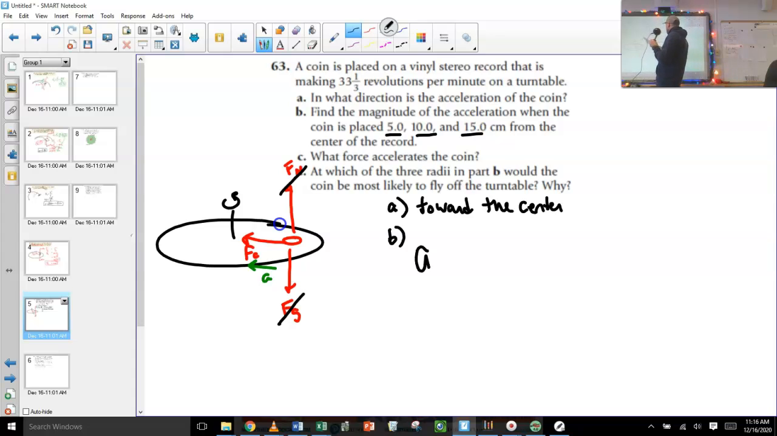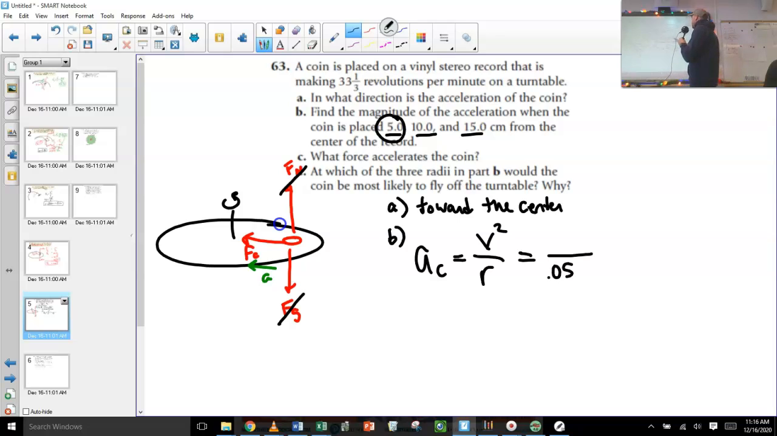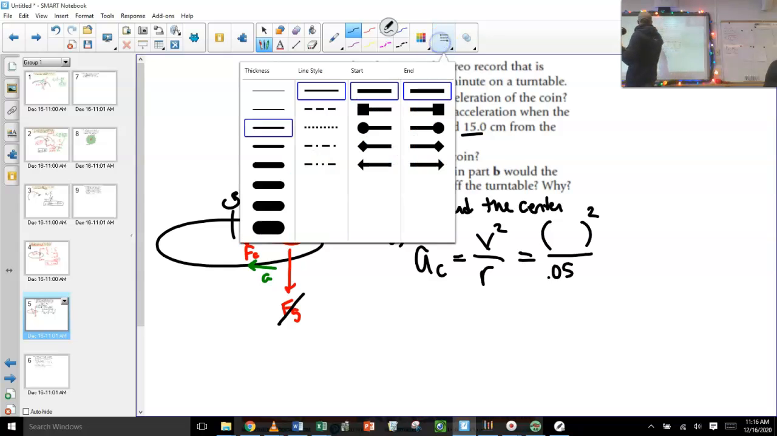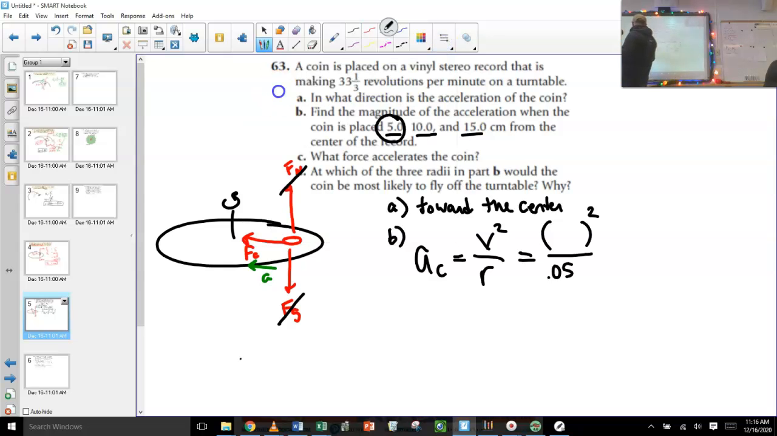Okay. So the acceleration is your velocity squared divided by your radius. My first radius is going to be 5 centimeters. I'm going to change that into meters, 0.05 meters. Now my velocity. When you're on a record, it goes around, and your velocity is equal to your distance divided by your time.